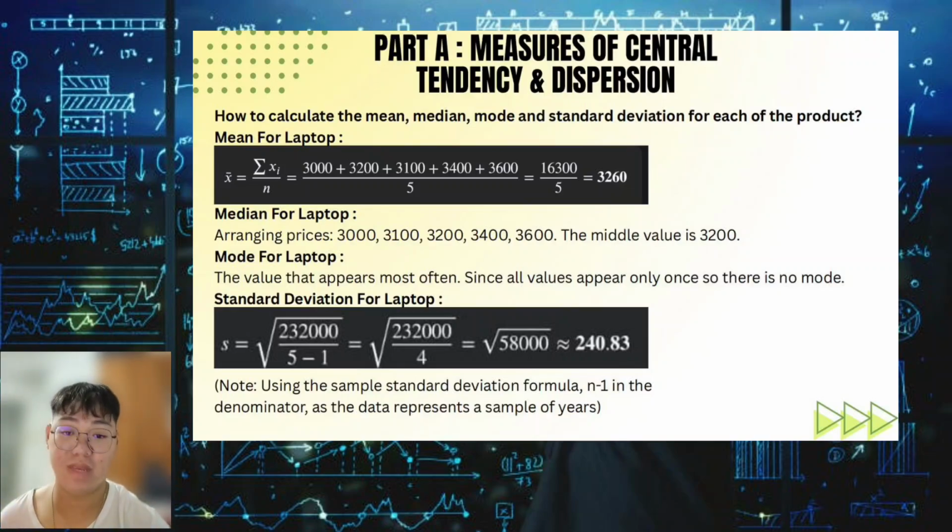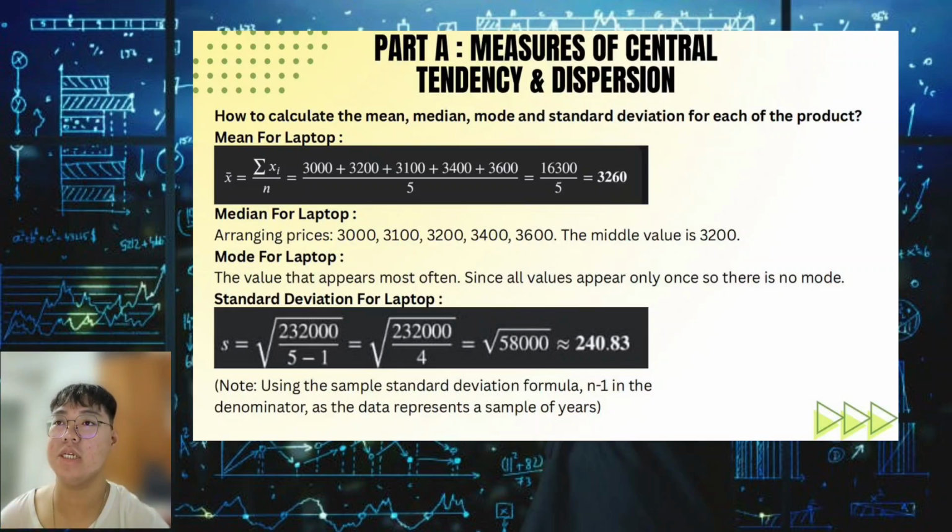And then we're going to move to the median. The median is actually the middle number. You arrange the numbers in ascending order, from the smallest to the largest, of course: 3,000, 3,100, 3,200, 3,400, and 3,600. Then you find the middle value, which is 3,200, and this is the median for the laptop.